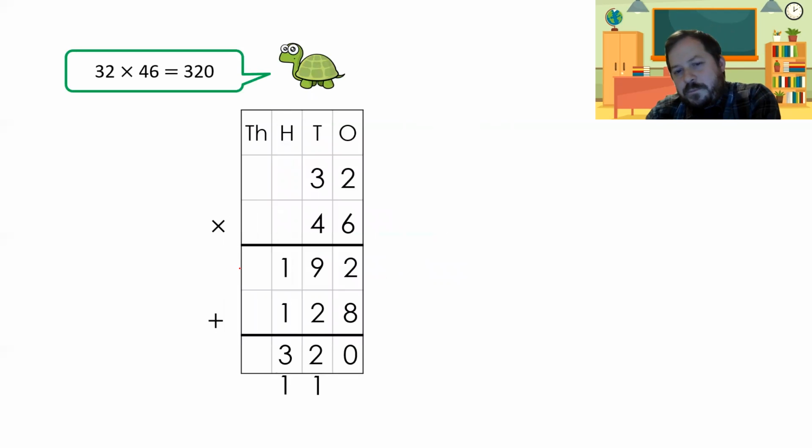Have a look at this. Can anyone tell me what the error is? Pause and have a think.